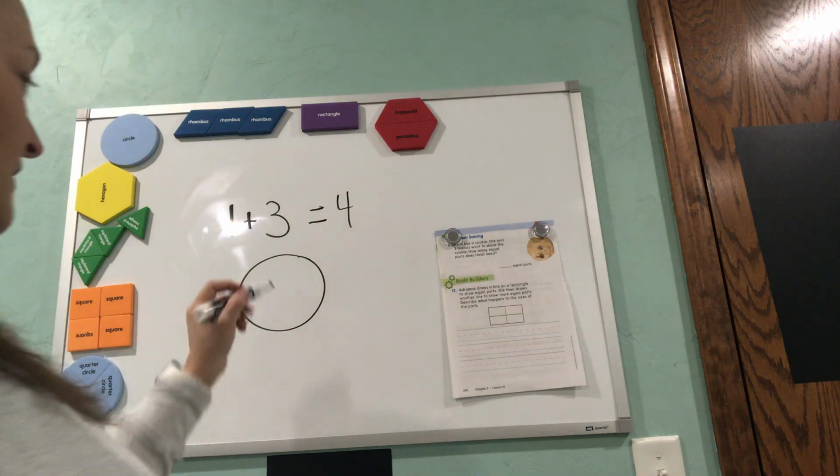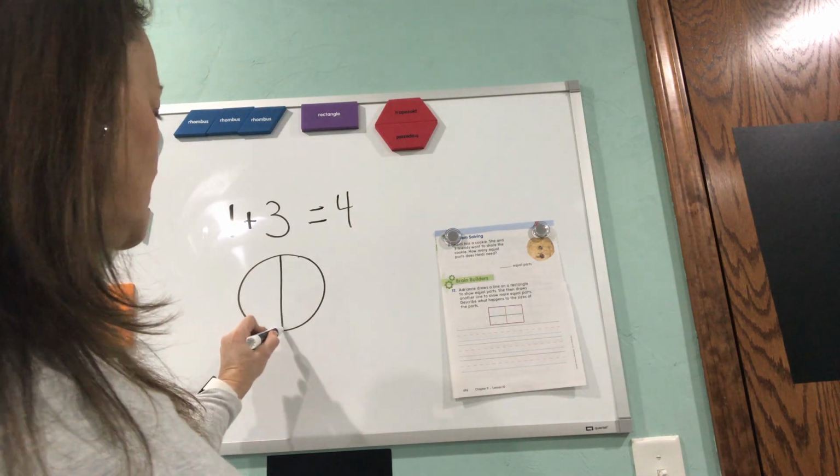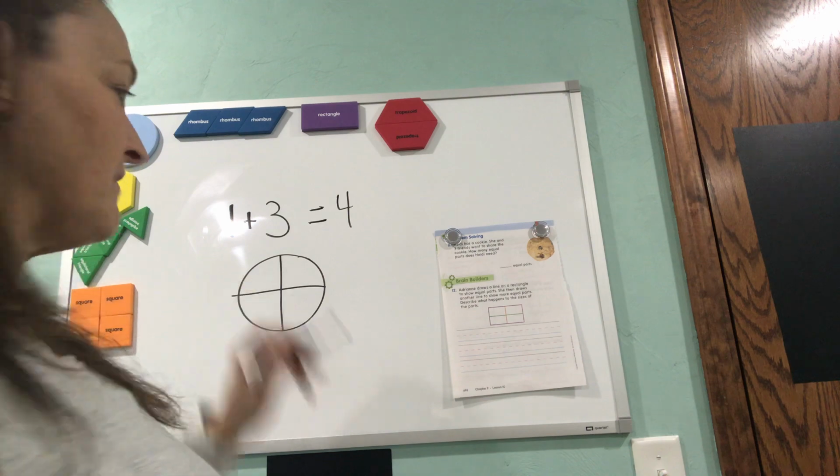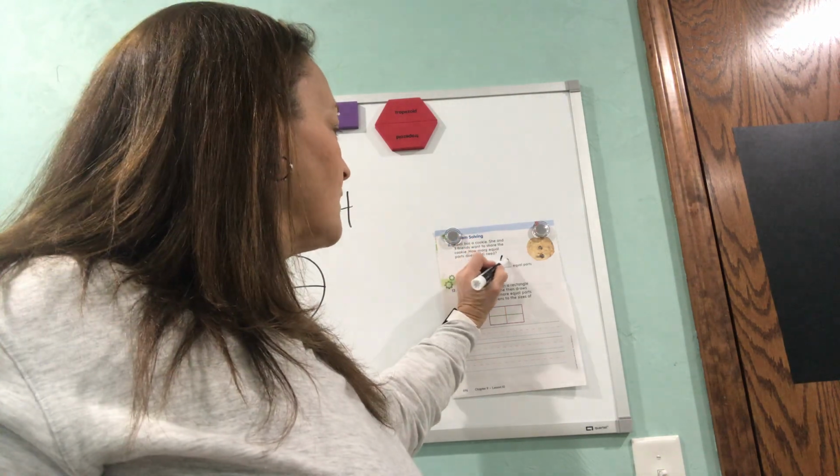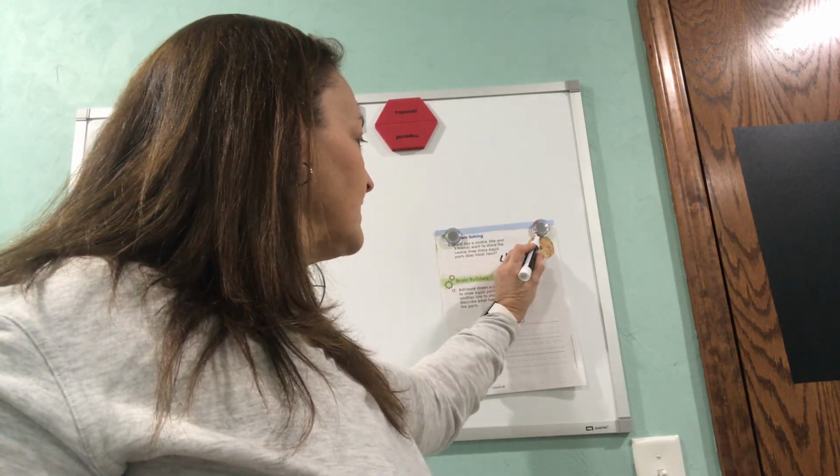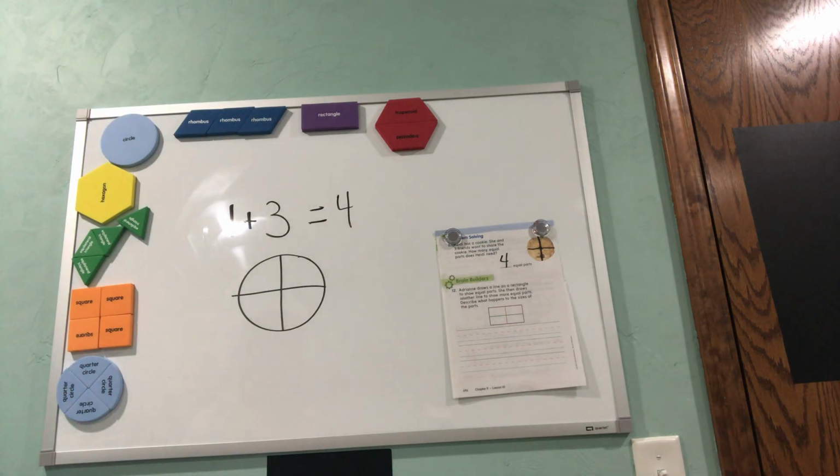So she's going to have to take that cookie, and remember it's just a circle, and she's going to have to divide it with 3 friends, so 2 equal parts. Now I have 4 equal parts. She's going to need 4 equal parts. So that cookie, I'm just going to divide it down the center, across the center. Now that cookie has 4 equal parts.